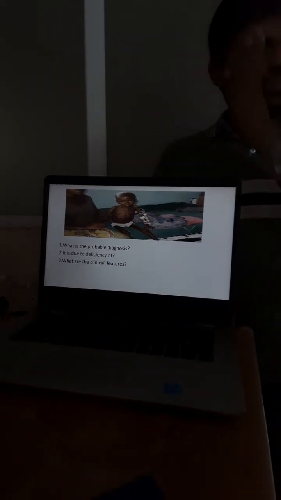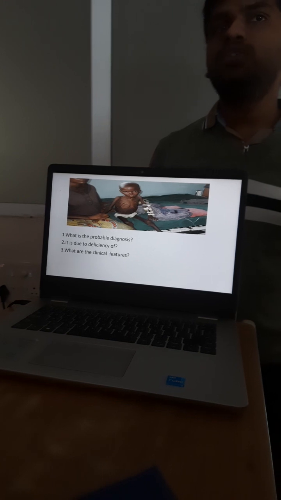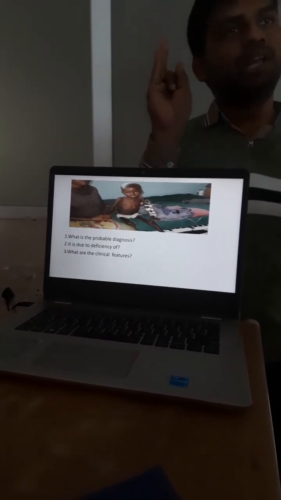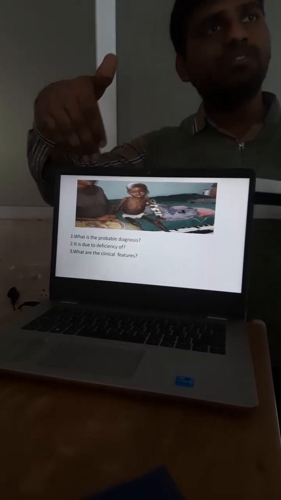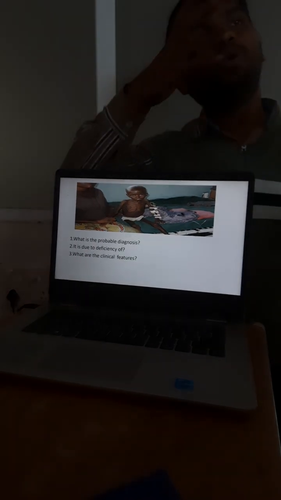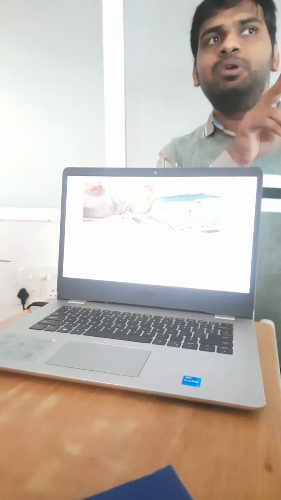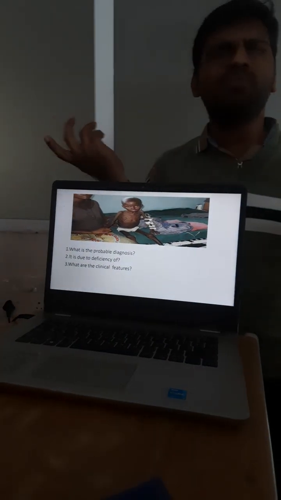So marasmus, M for monkey. Similar features of a monkey, but the monkey is hyperactive, the baby is not hyperactive, the baby is lethargic. What are the clinical features? Wasting, thinning of hair. At first we can directly tell this is marasmus by seeing the photo. Protein energy malnutrition. Here the question is the probable diagnosis. You can say protein energy malnutrition and marasmus, no problem.